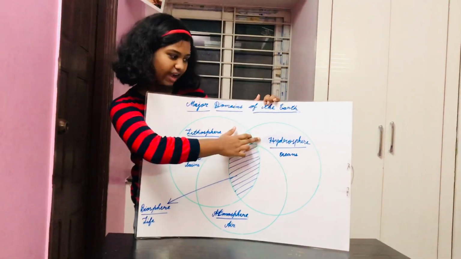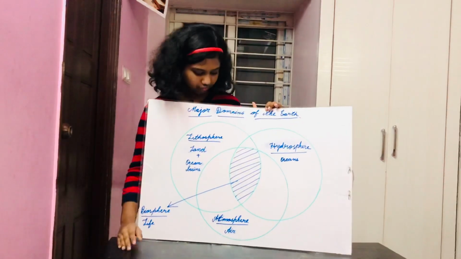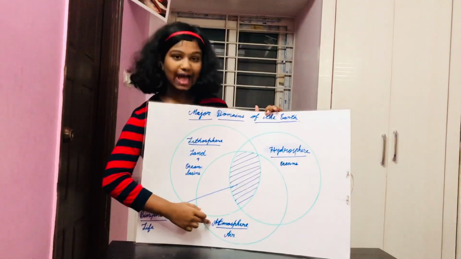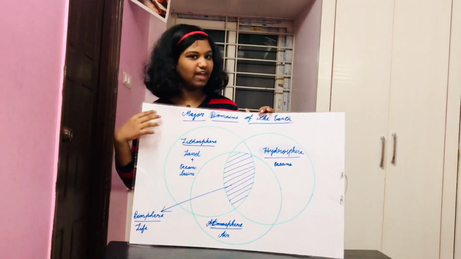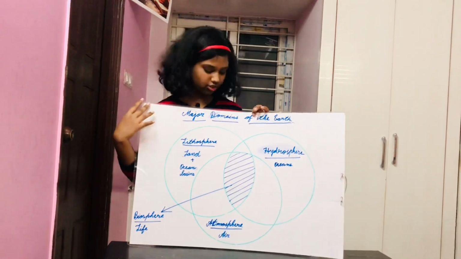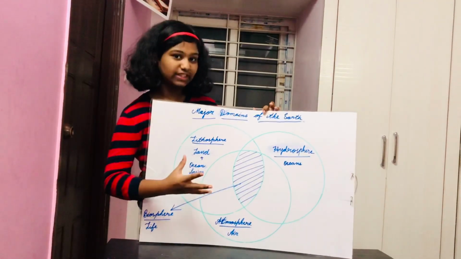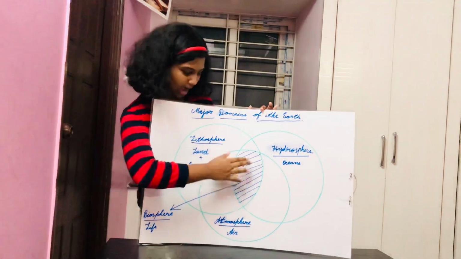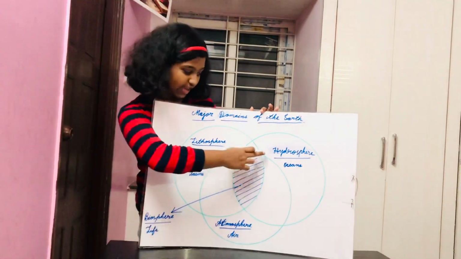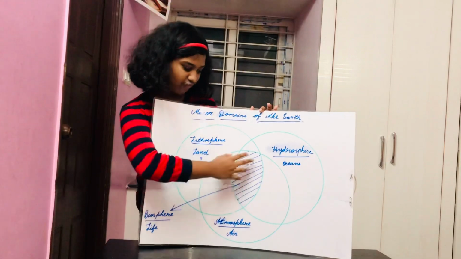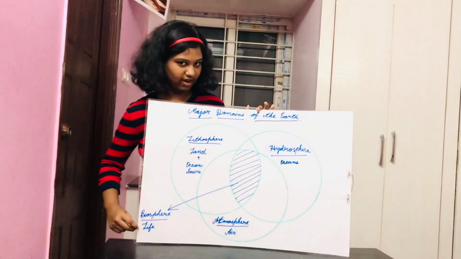And this is the hydrosphere. The hydrosphere consists of oceans and all other forms of water. This is the atmosphere. The atmosphere is the domain of the air. It consists of air, and where all these three domains interact with each other, it forms the biosphere. This part represents the biosphere. They are interacting with each other and forming the biosphere, which is the domain of life.